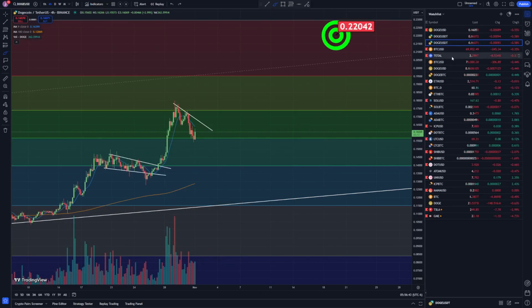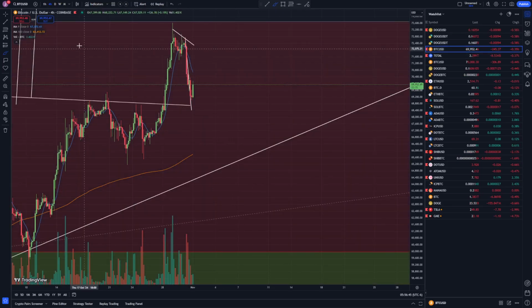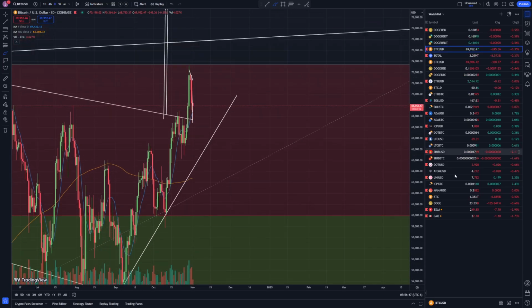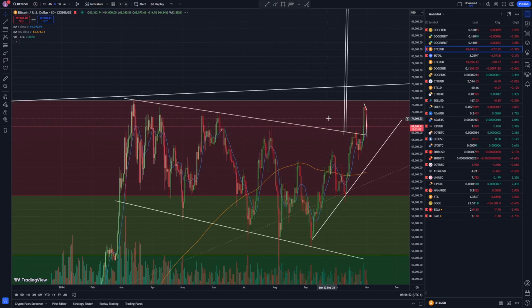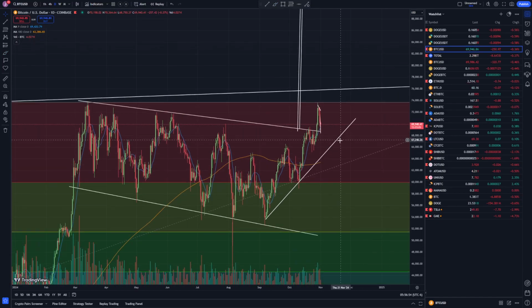Let's go ahead and take a look at some of the other charts. Let's take a look at Bitcoin. We've been looking at Bitcoin right now on this channel because if Bitcoin's going up, then all the rest of the coins are going to benefit from it as well. And we've done some pretty good things on Bitcoin the last couple of days.